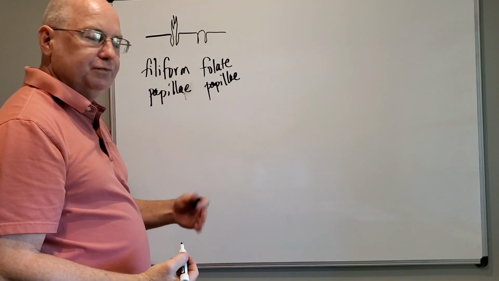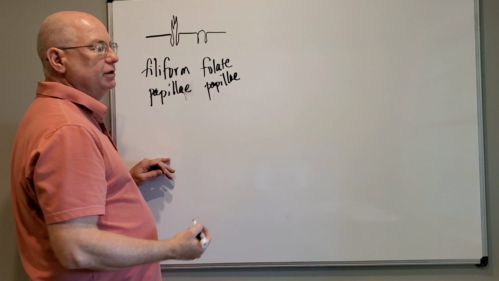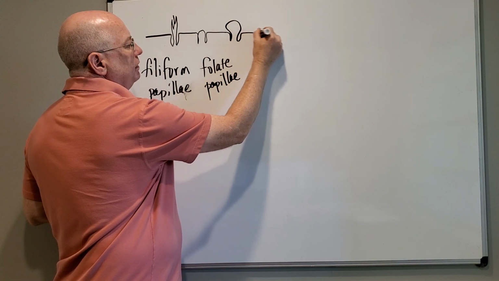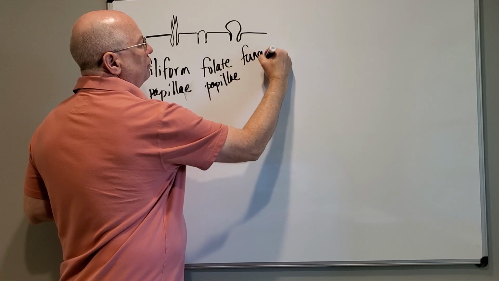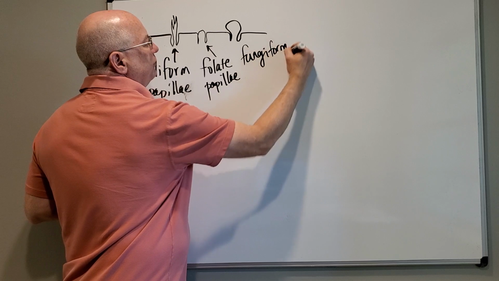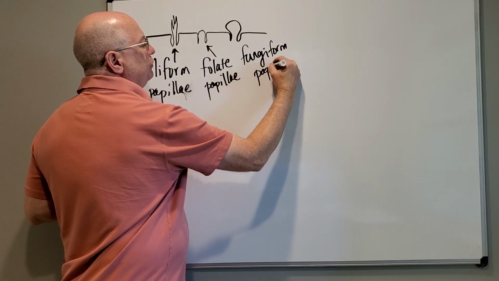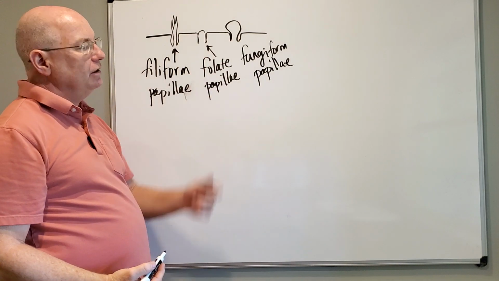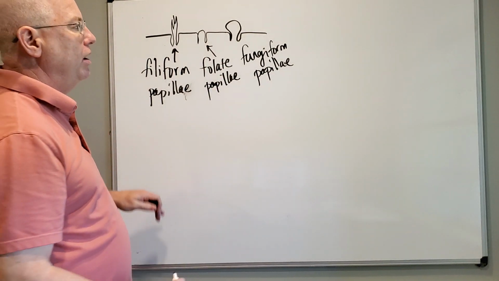Folia are folds, so they're little folds on the surface of the tongue. And then we have some that actually stick out like a little mushroom or button, and those are called fungiform papillae. Fungiform in the shape of a fungus. So fungiform papillae look like little mushrooms, or little mushroom buttons sticking off the surface of the tongue. They're nice and smooth and rounded.